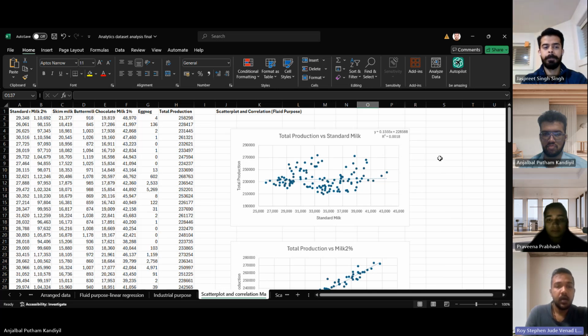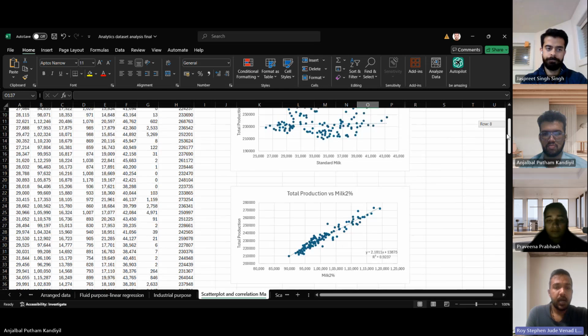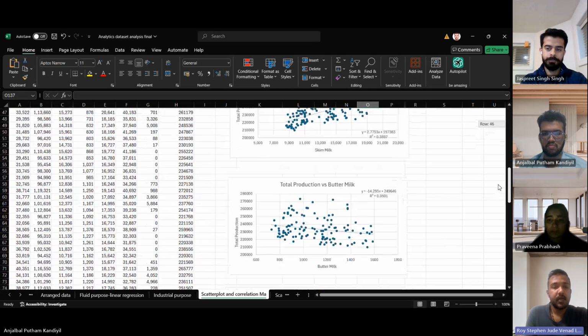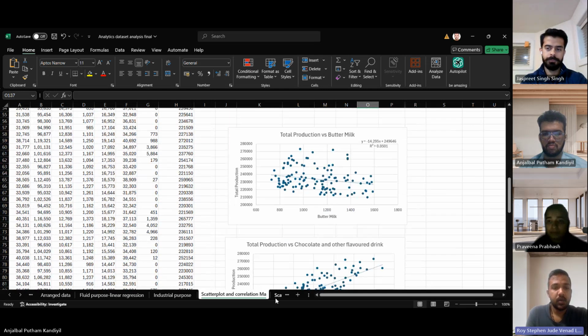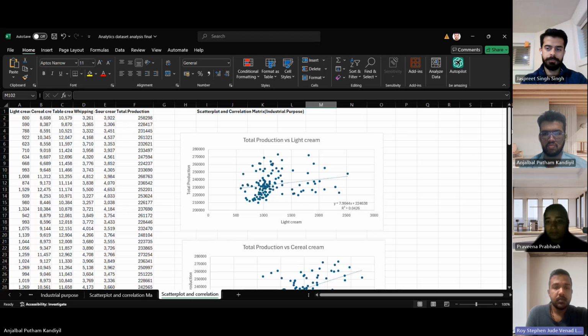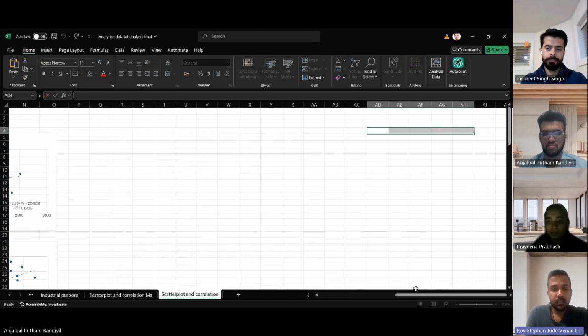For example, it revealed a strong positive correlation between skim milk and milk 1%, while highlighting weaker or even negative correlations, such as the relationship between sour milk and total production.